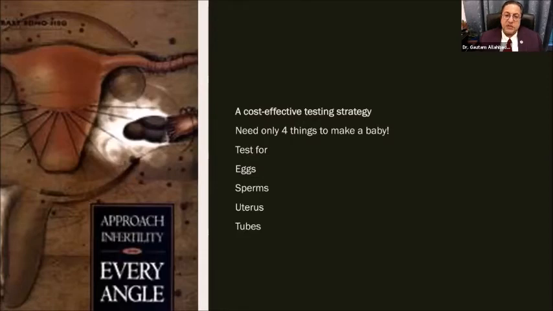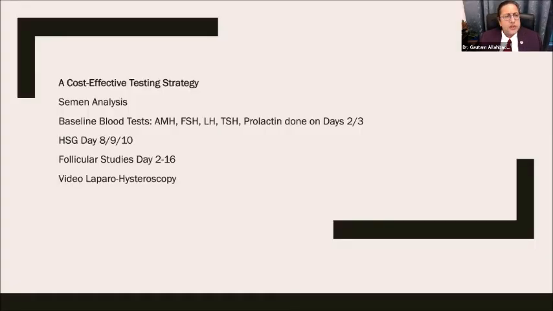Also these investigations should not be very expensive. Not everybody lives in affluent countries, and this is a cost sensitive area. So you have to find a balance between what are the essential tests and what is a luxury in investigations. So what is a cost effective testing strategy? The most important, a simple semen analysis. Remember, it's an easy test to do, but very easy to do badly if the lab technician is not trained.